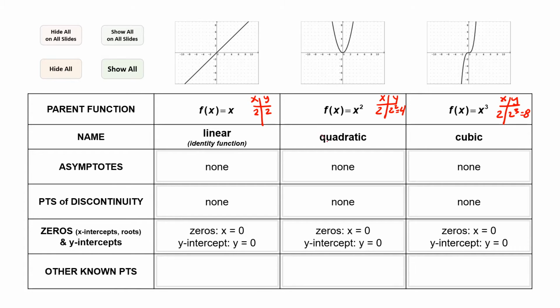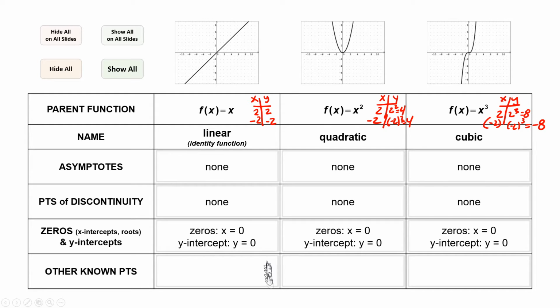Another aspect that will be different is how negatives are treated. If I go negative 2, it will give me a negative 2 for a linear function. But a negative 2 when squared is positive 4 for the quadratic parent function, while a negative 2 plugged into a cubic, a negative times a negative times a negative is still a negative.